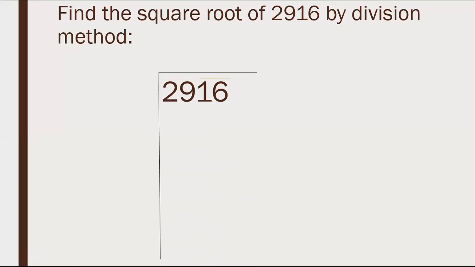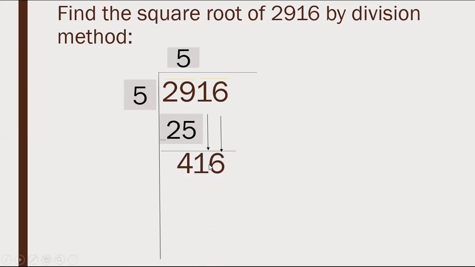Okay, now let's find out the number. 4 fours are 16, 5 fives are 25, and 6 sixes are 36. That means we have to take 5. 5 into 5 is 25. Okay, and when we subtract 25 from 29, we get 4. We get 4 here, and 16 is a pair, so we have to copy the pair as it is. Clear, everybody? Now what about the left hand side?